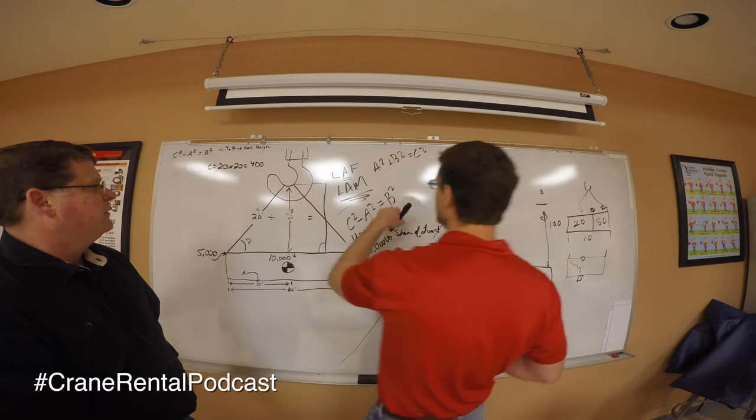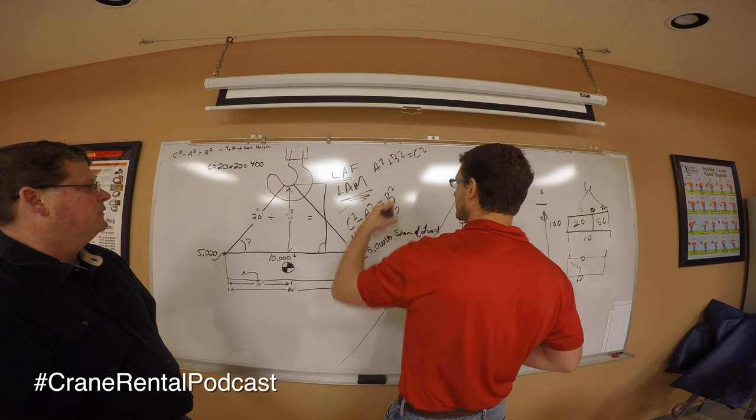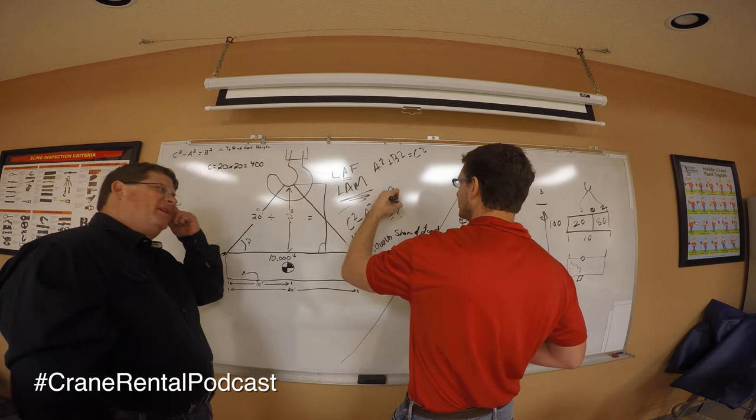Now B squared, we don't know B squared. Todd hasn't met him. I haven't met him. We just don't know. Well, we may have met him, but it's question mark squared.